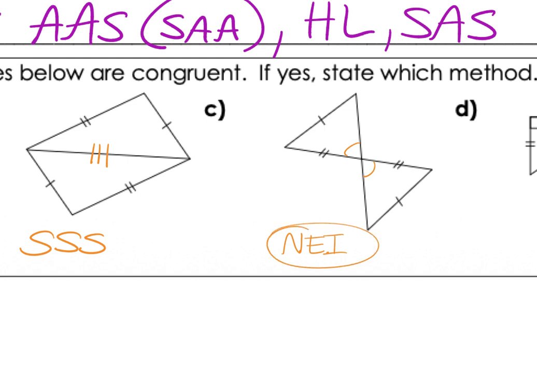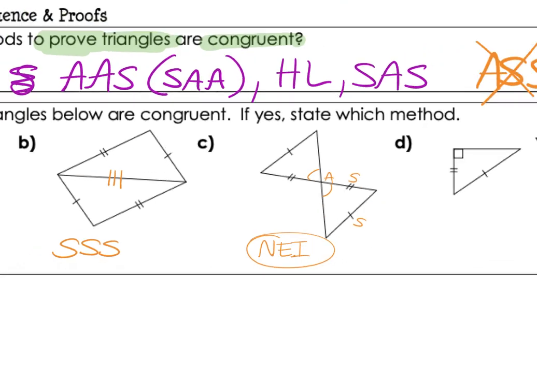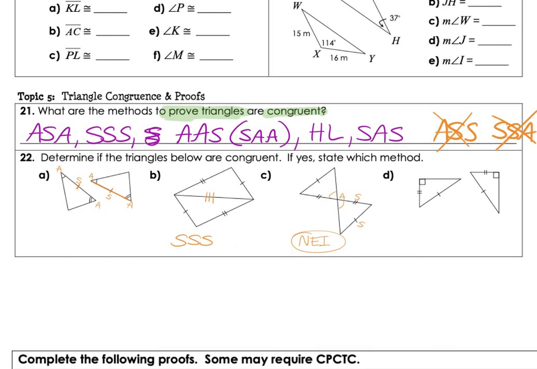I like NEI because we don't have enough information. They might be congruent, but this is donkey, right? This is ASS. If you see ASS, you have to say, I don't know. They might be, but they don't have to be because of that. So not enough info is a great answer, or you could say, we can't tell, something along those lines.